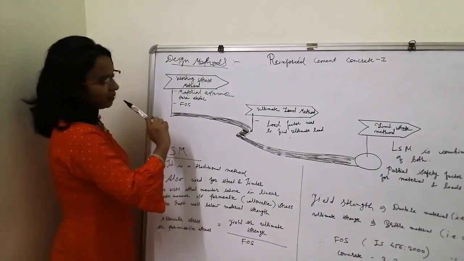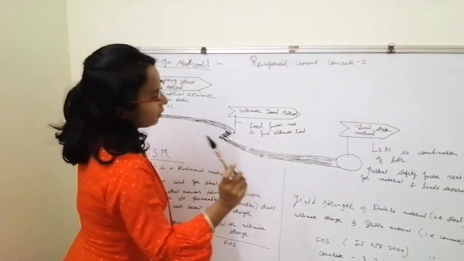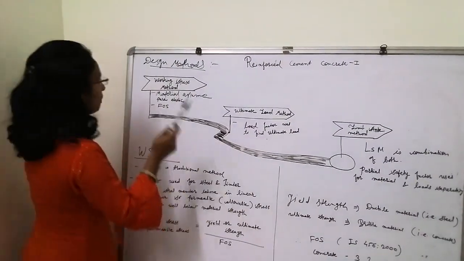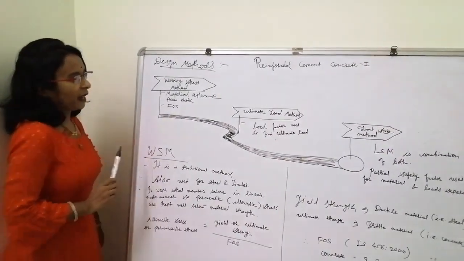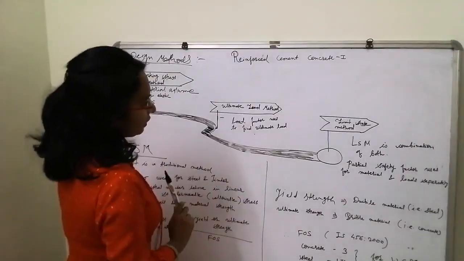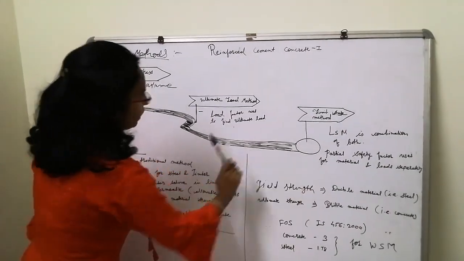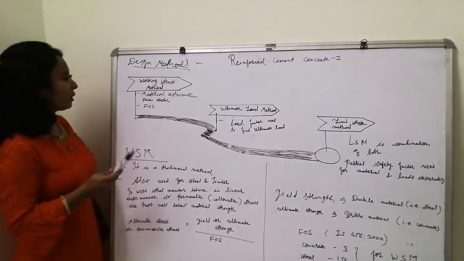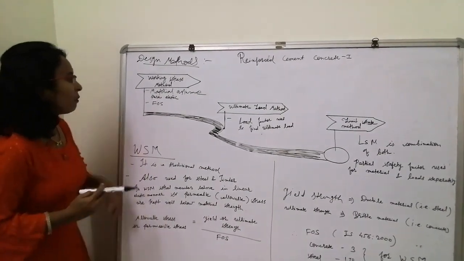Working stress method is an outdated method, but when we cannot design with the help of limit state method, we always design by working stress method. Example, water tank. In some cases, we cannot design a water tank by using the limit state method. In such a manner, we can design with the help of working stress method.